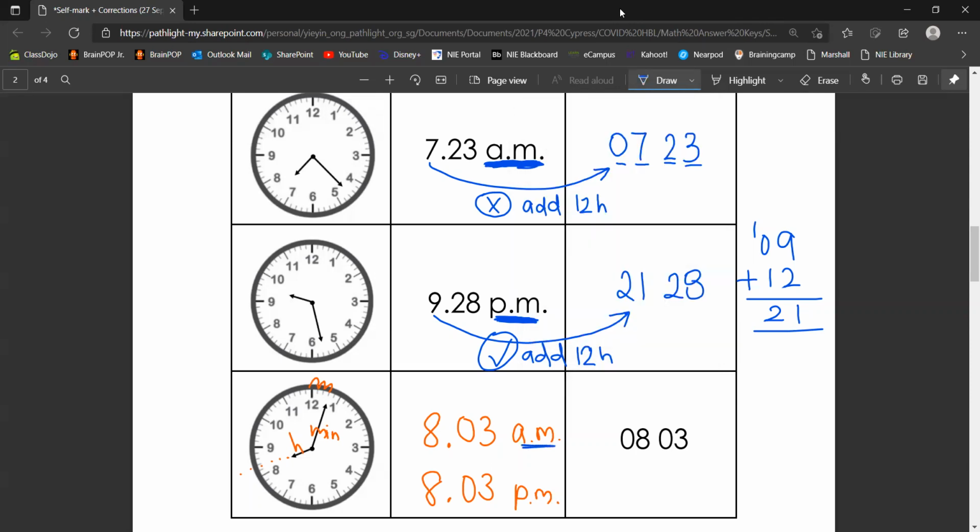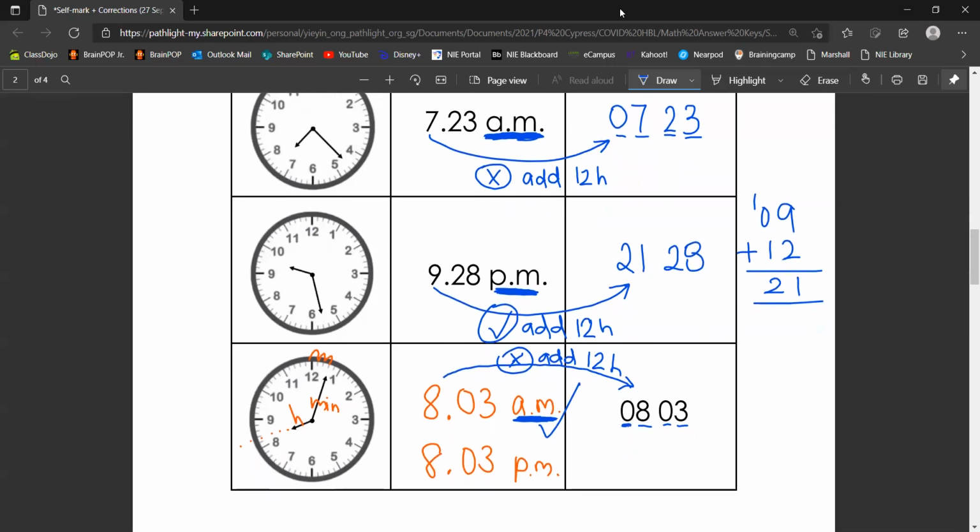If it's AM, it's before 1 PM. It is only in the morning. We do not add 12 hours. So it's a cross. No adding 12 hours. So the 24-hour clock will remain the same as 8:03 with a 0 in front because we need 4 digits for the 24-hour clock. So this looks like the correct answer, the AM one.